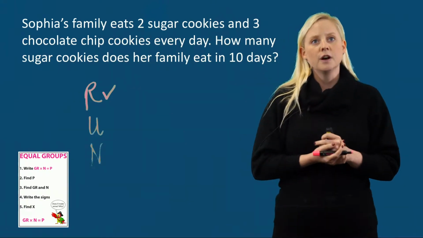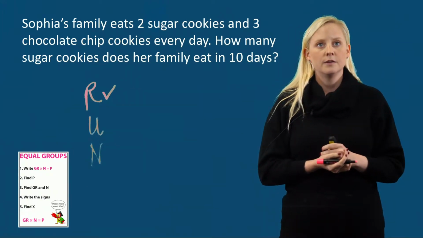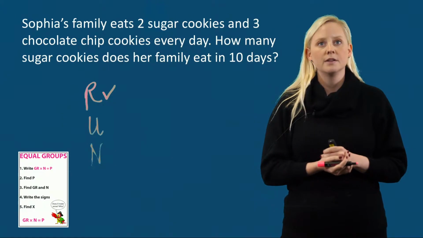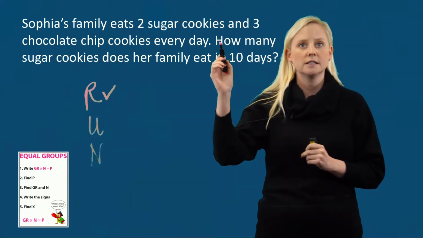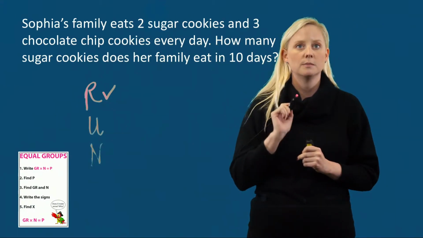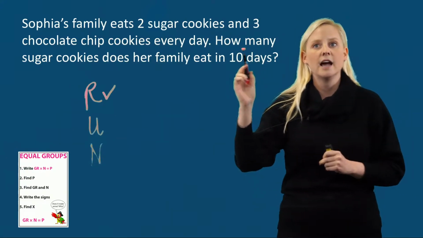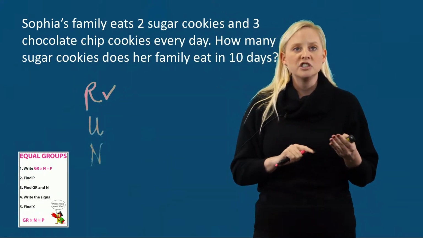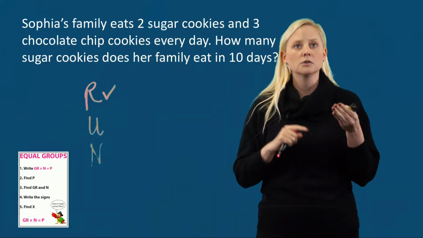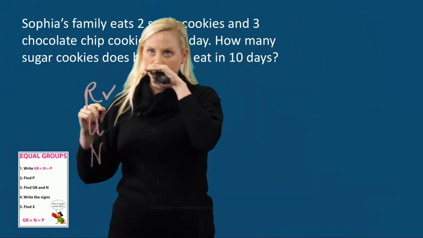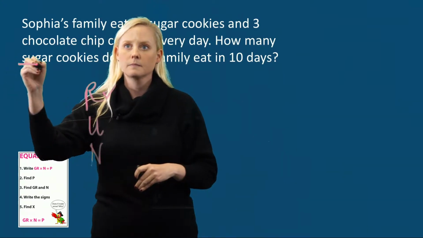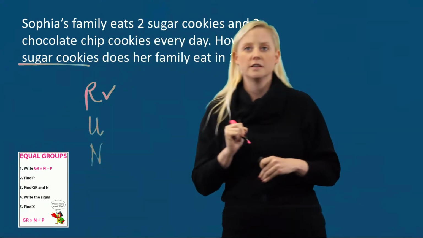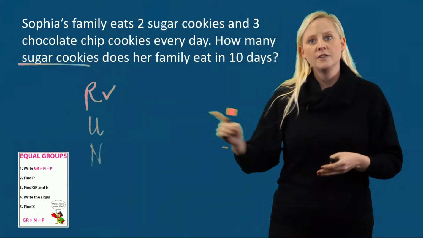The U stands for underline the label and cross out irrelevant information. I look for my label in this question sentence, which is a sentence with the capital letter and the question mark. The question is asking how many sugar cookies does her family eat in 10 days. The question is asking me about sugar cookies, so I'm going to mark that as my label. I'm going to underline sugar cookies.